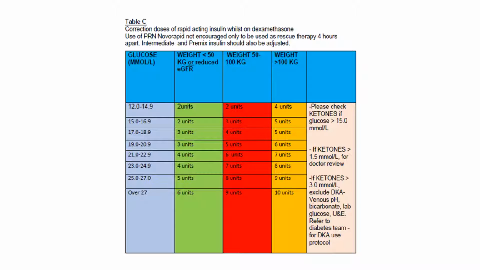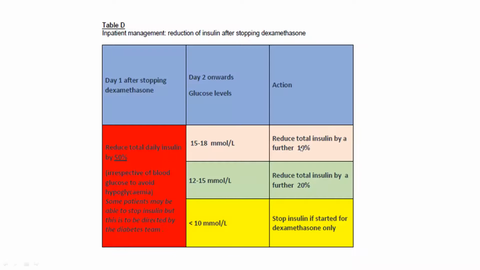Now, what happens when you stop dexamethasone? So interestingly, your insulin resistance at times settles. So you do not want to stop their insulin completely. You want to reduce it by half and see how it goes. If the blood sugars are between 15 to 18, you would want to reduce insulin by 10%. And if the blood sugars are slightly raised, you would want to reduce insulin by a further 20%.